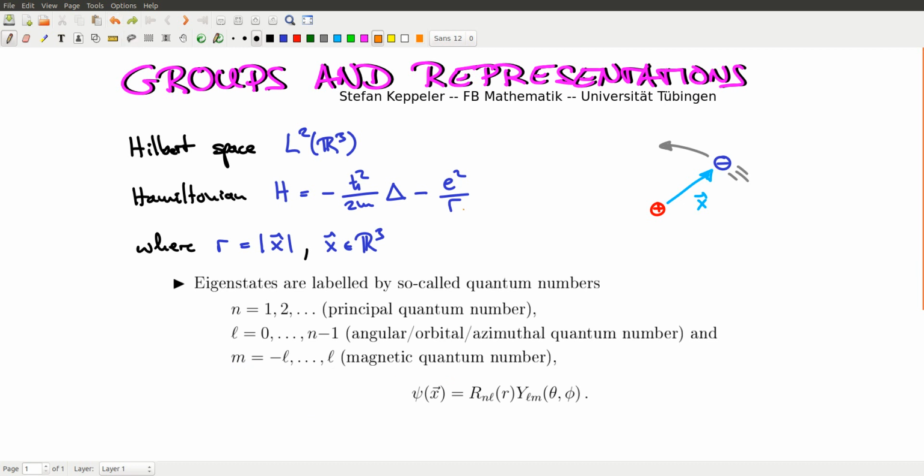And you solve this system by expressing the wave function, which is a function of this x here, in spherical coordinates, r and two angles, theta and phi. And it doesn't really matter for us right now. These are spherical harmonics, and these have something to do with some special orthogonal polynomials, but never mind. So the point is just that the eigenstates, the eigenvectors of this Hamiltonian, can be labeled by these quantum numbers.